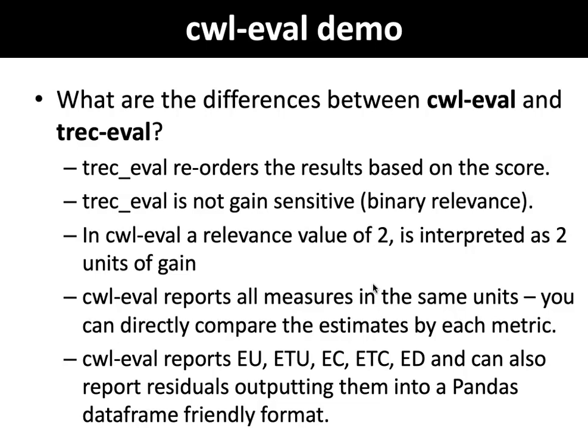Trek-eval is not gain sensitive, so it's only thinking about binary relevance, but in Cool-eval, if you specify a value of 2, it's interpreted as 2 units of gain. So that means you could get expected utilities greater than 1 if you're using highly relevant documents and representing them as 2s. As you can see, Cool-eval reports all the measures in the same units. That means you can directly compare the estimates between each metric. And it also reports all the different series of measures and also the residuals in a friendly format, so you can import them into pandas, but you can also see what other predictions the metrics are making, essentially.